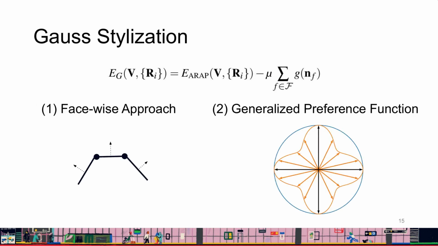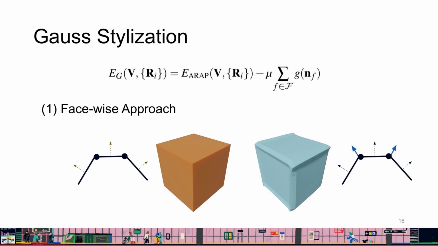Two main design choices differentiate this energy from the functional proposed in cubic stylization: the facewise approach and the generalized preference function. We are going to take a moment to motivate both of those decisions. First of all, why should we base our energy function on the face normals rather than the vertex normals? The vertex normals, shown in blue, are averaged over the incident faces. This results in artifacts at sharp edges when minimizing a vertex normal-based stylization energy.